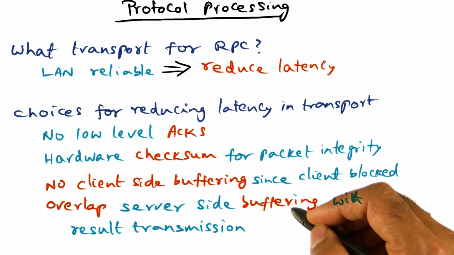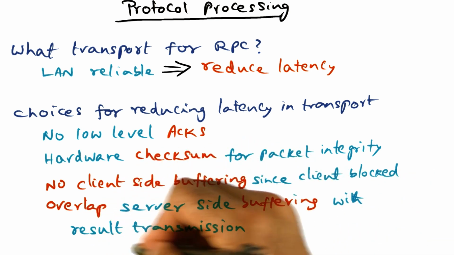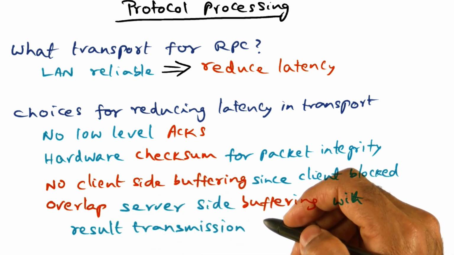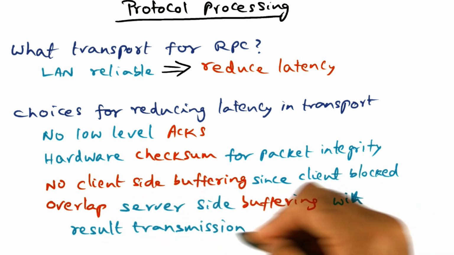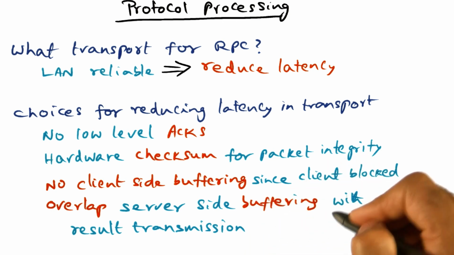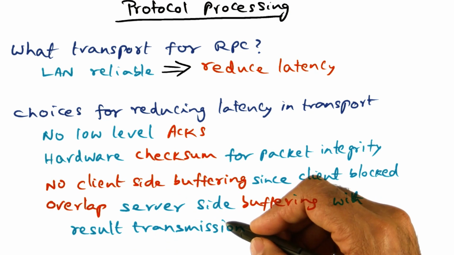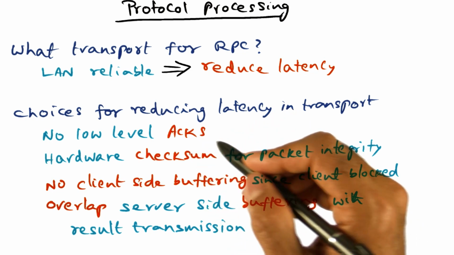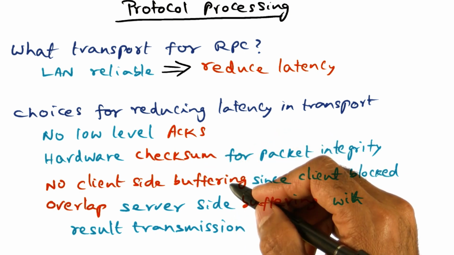So you do want to buffer it on the server side, but that buffering on the server side can be overlapped with the transmission of the message. So in other words, the result has been computed by the server procedure. Now go ahead and send the result. While you're sending the result back to the client, do the buffering. You can overlap the server-side buffering with the result transmission and get it out of the critical path of the latency for protocol processing.